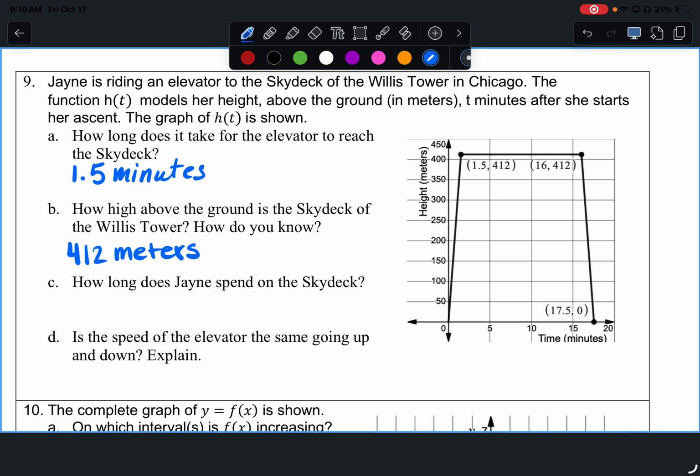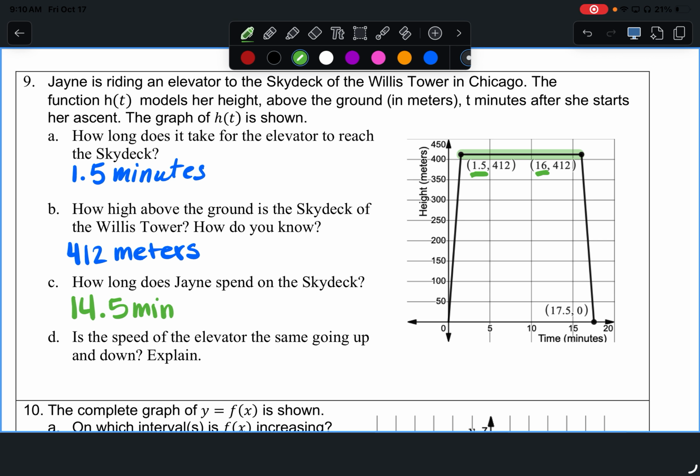All right, how long does Jane spend on the sky deck? 17 and a half is the total distance between elevator rides and everything. When she is actually up on the sky deck to when she leaves is what? 14.5 minutes. And we found that by doing 16 minus 1.5, which is 14.5.